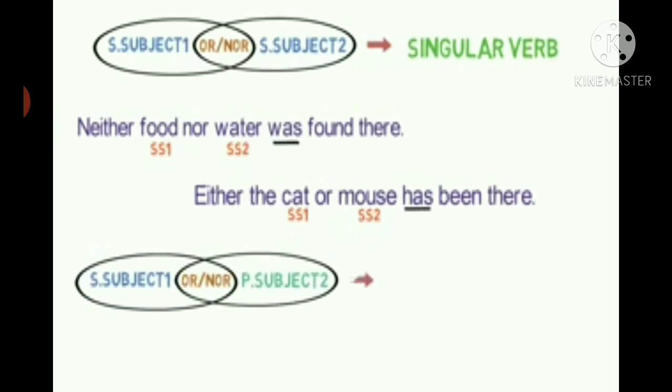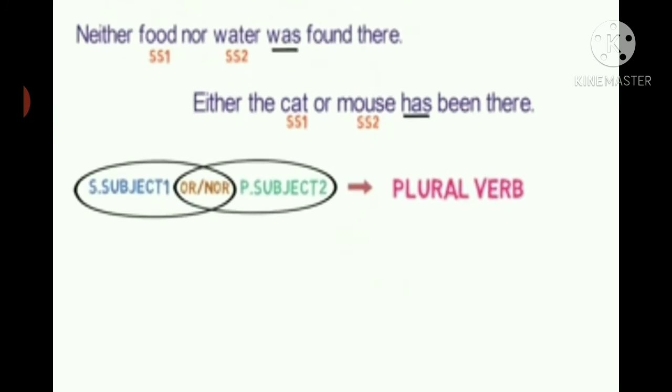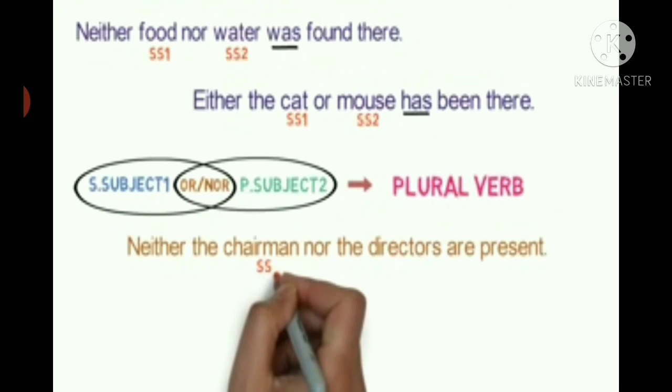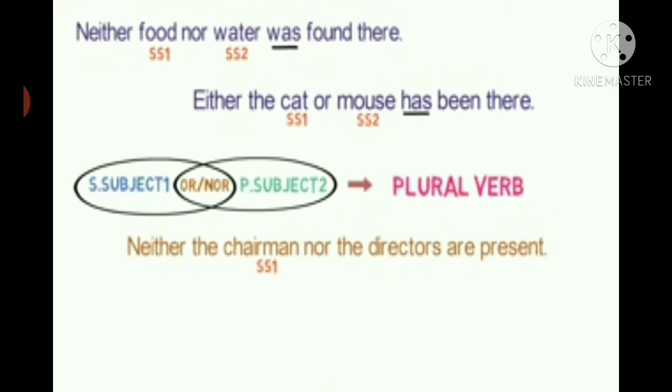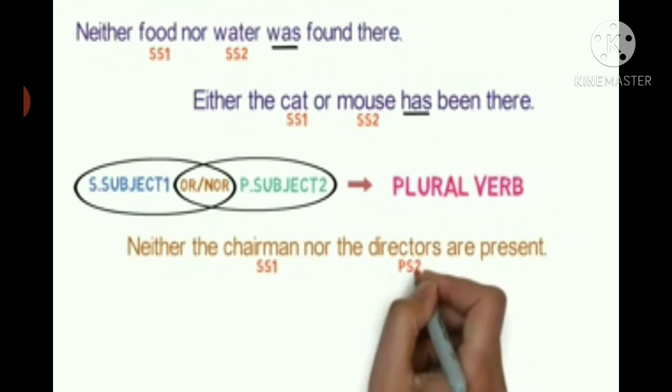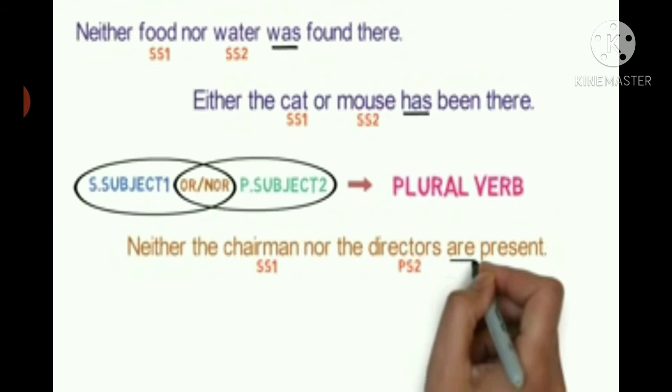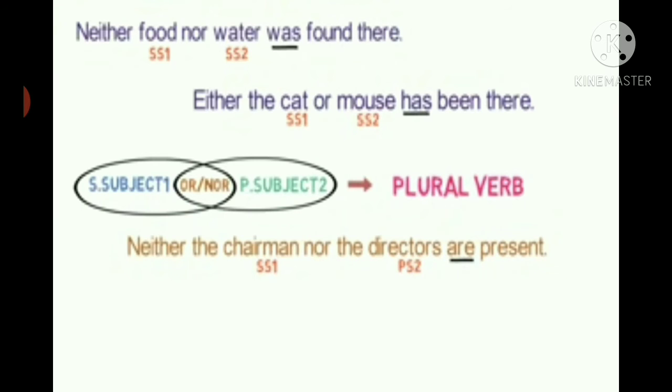If two subjects are there, first subject singular form and second subject plural form, then in this case we are going to use plural verbs. Why? Because over here we are going to see the second subject and second subject is in plural form. That is why we are going to use plural verb.